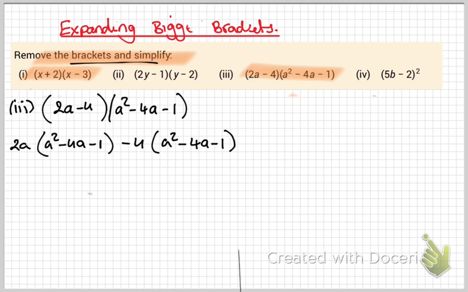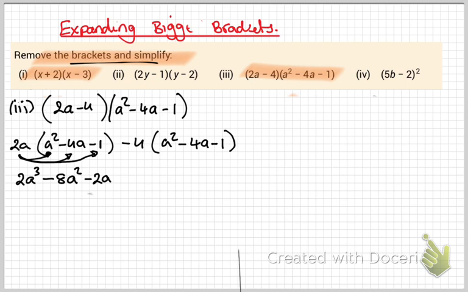Now I'll do the multiplying. So it'll be this one. 2a times a squared is 2a cubed. Okay, so the power's gone up. Then it'll be 2a times minus 4a is minus 8a squared. Then it's 2a times minus 1. So it's minus 2a. Okay.